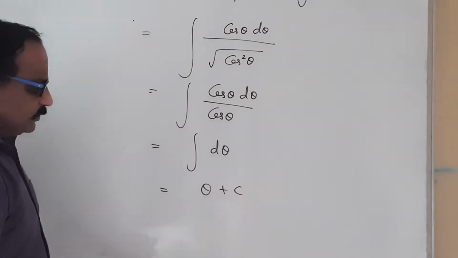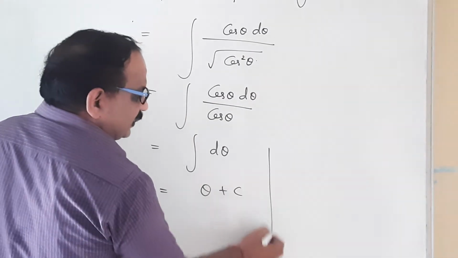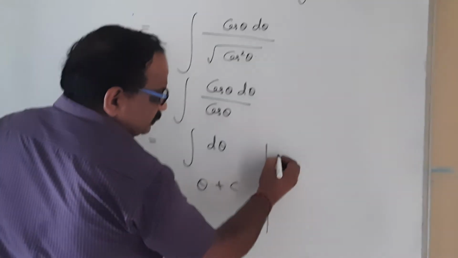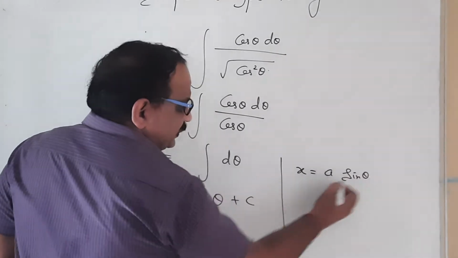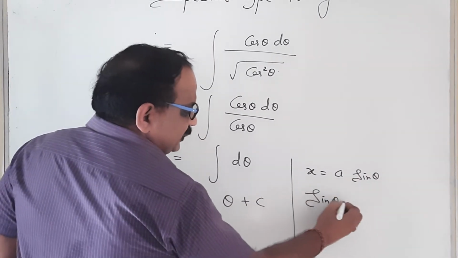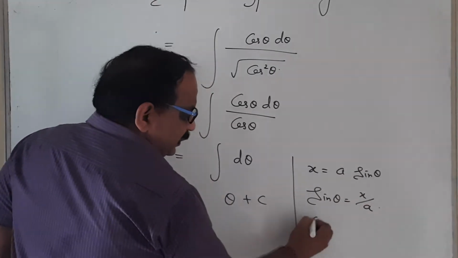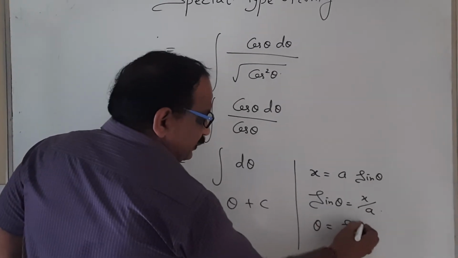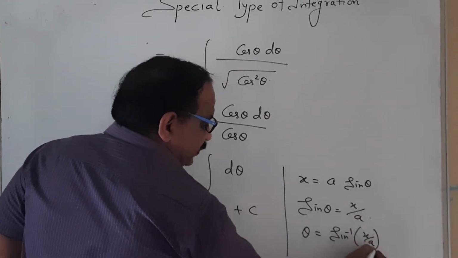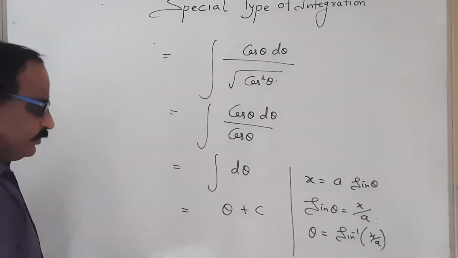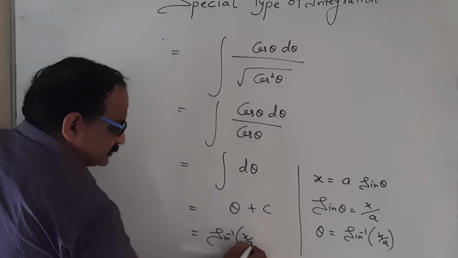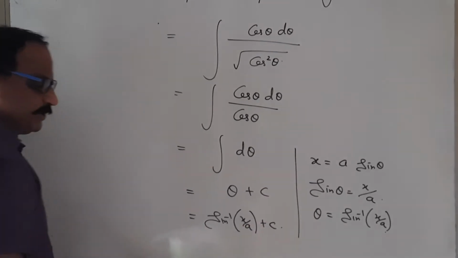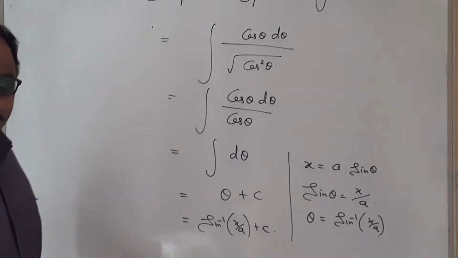Now finally we have to substitute the value of theta. Where will it come from? From the pre-assumptions. Say x equals a sine theta was there, so we can find sine theta, which is x by a, and theta equals sine inverse of x by a. We replace the value and get back the result: sine inverse of x by a plus c. That's the solution for this case.